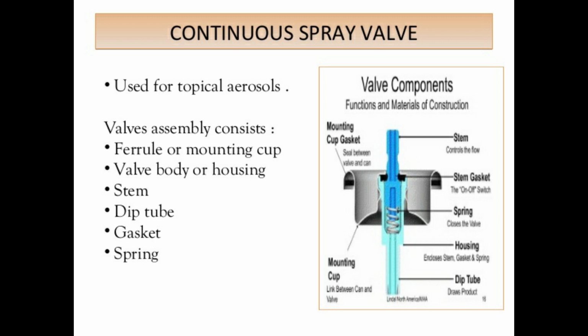The next component is the spring. It is made from stainless steel and used to hold the gasket in place. The next component is the dip tube, made from polyethylene or polypropylene. Inner diameter is 0.120 to 0.125 inch. However, for capillary dip tube, inner diameter is 0.050 inch, and for highly viscous product it is 0.195 inch.